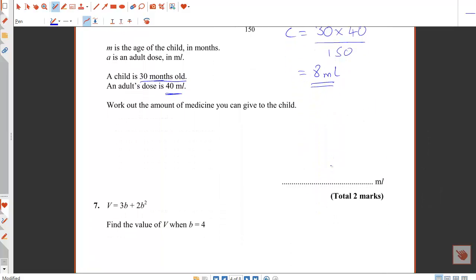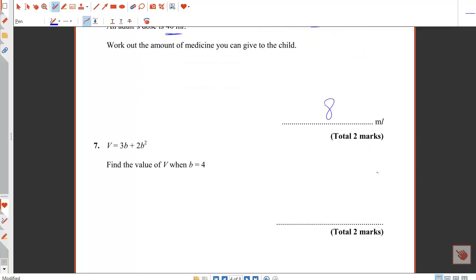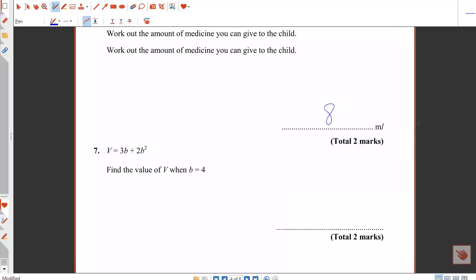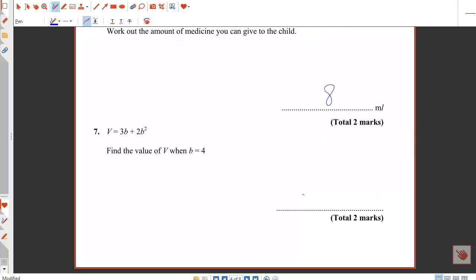So what comes next? Question 7. See, the formula is starting to get more complicated and is moving towards the sort of ones that you're going to need for the practical application.